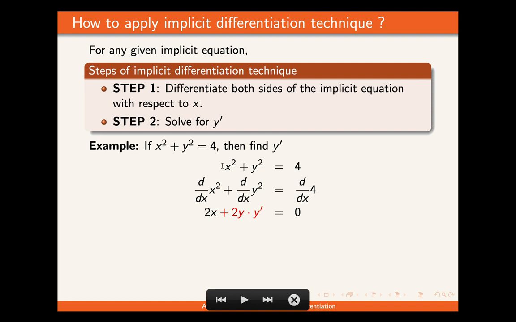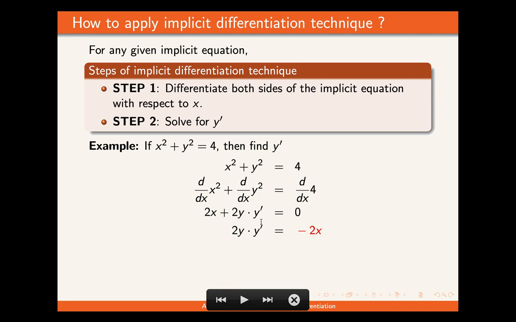Now we need to follow the second step, which is to solve for y prime. Well, how can we solve for y prime? We need to isolate y prime, right? To do that, let's move all of the remaining terms to the other side. So how can we move 2x? We can subtract 2x on both sides, and we get 2y times y prime equals minus 2x. So we subtract 2x on both sides, and this is what we get.